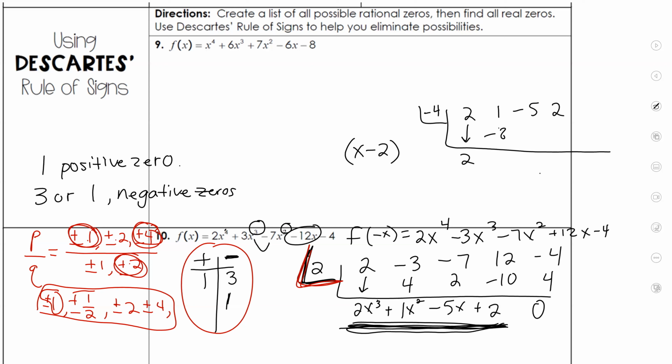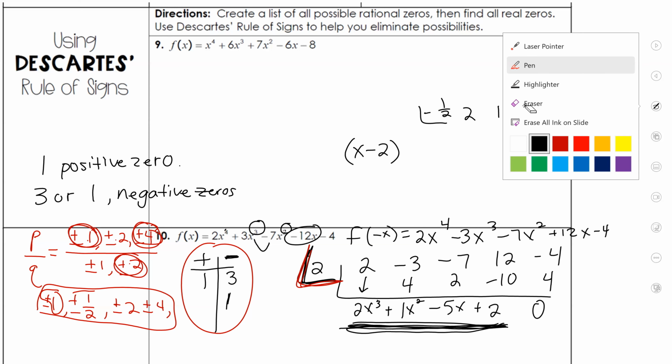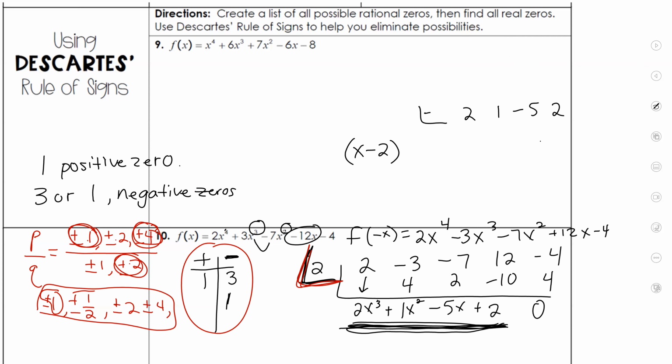-4 times 2, -8, -7, 28, 23. Yeah, I'm not going to get 0. That didn't work. Which other one would y'all like to test? -1/2 would be ugly. Let's choose a different one. -1? Sure, let's do -1. Okay, bring down the 2. -1 times 2, -2. That didn't work.